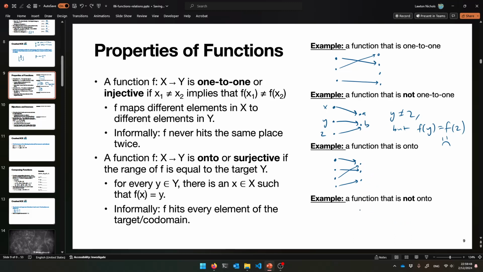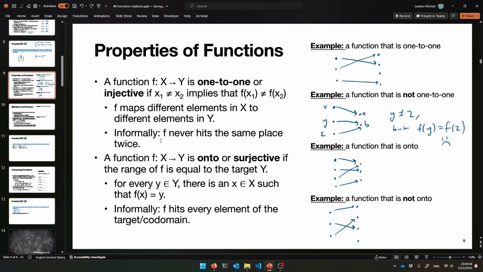A function that's not onto is like this one. It's not being hit properly. So if I just redraw that in maybe a different way, do you see how, if you assume that the right-hand side is your entire codomain, it's not going to work out? 1, 2, 3, 4. So this one goes here, and then these two go here and here. This one's left out. See that? This function is not hitting every element of the target or of the codomain, so it's not onto. Okay? The range is not equal to the target.